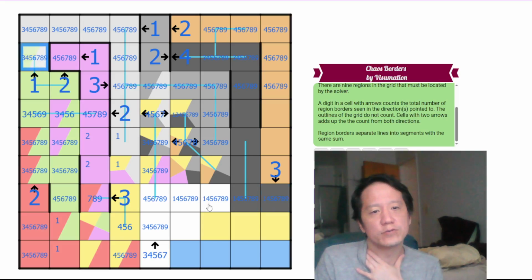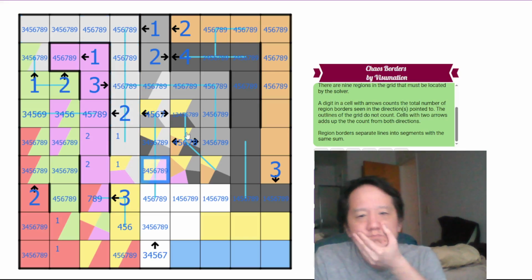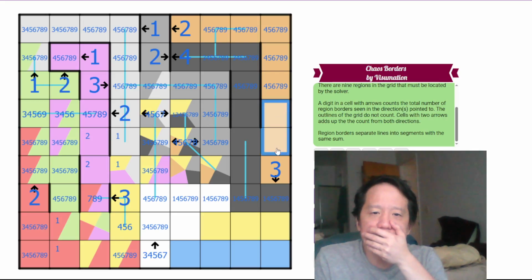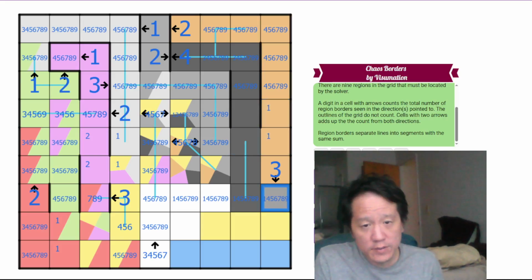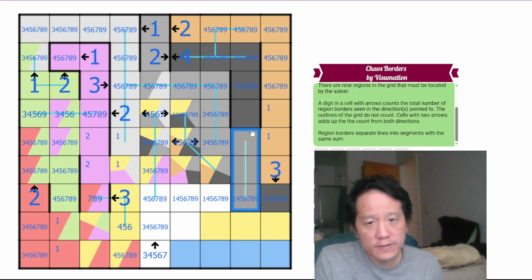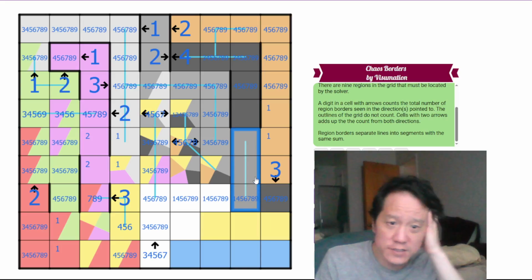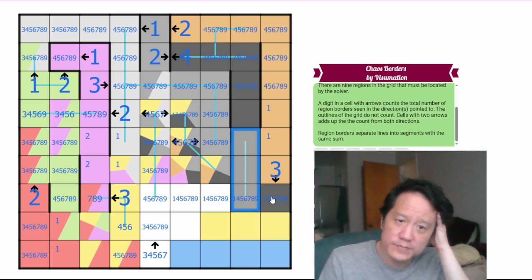Then this would be green. This would be light with a 3. One of these could be 1. Would have to be 1, actually. Could not be 1. This is all the same region, so that's fine.